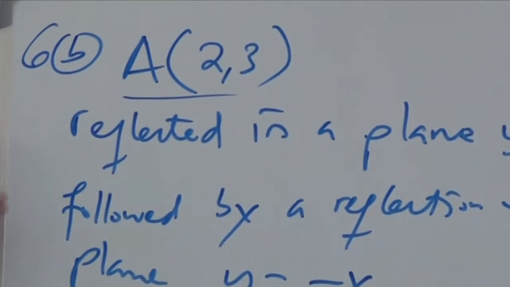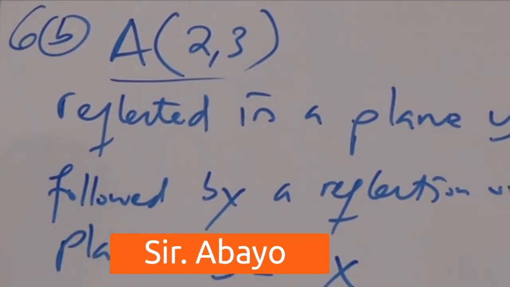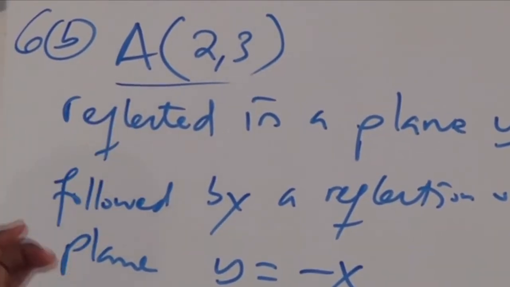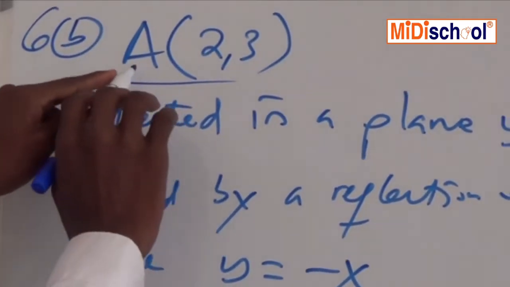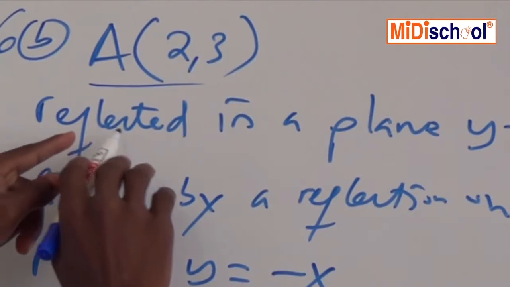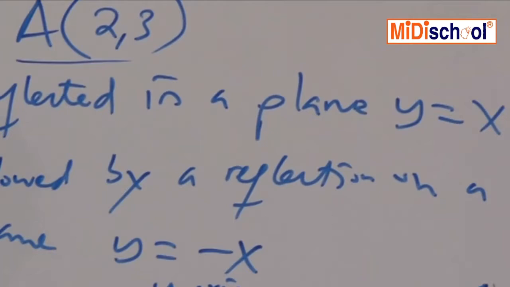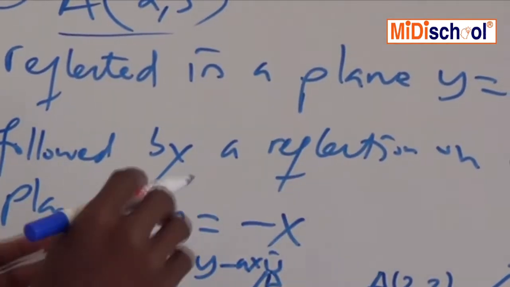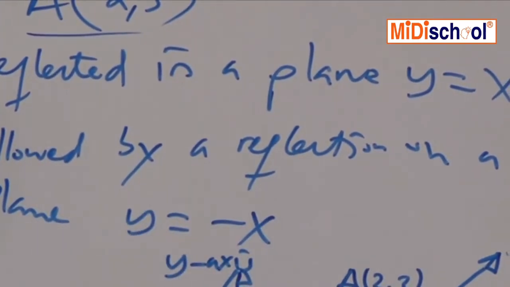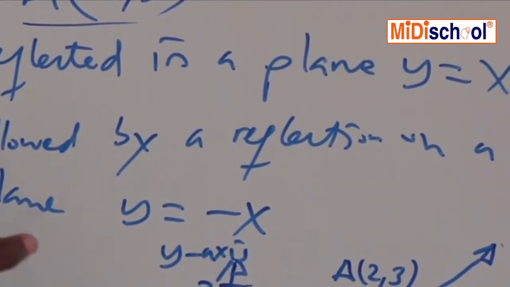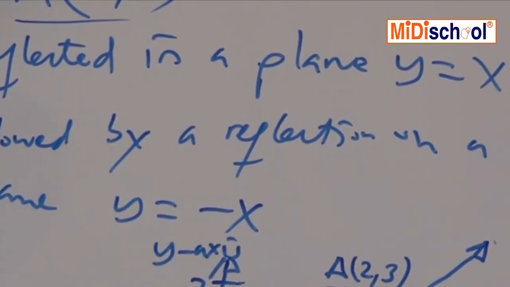Okay, so we are proceeding with question number 6B, and the question tells us, by using a sketch, we have to find a reflection of a given point A, which is (2, 3), reflected in a plane of y = x. But it is followed by another reflection in a plane of y = -x. That is another reflection, so this means that it is going to be reflected twice. That is a double reflection, right?